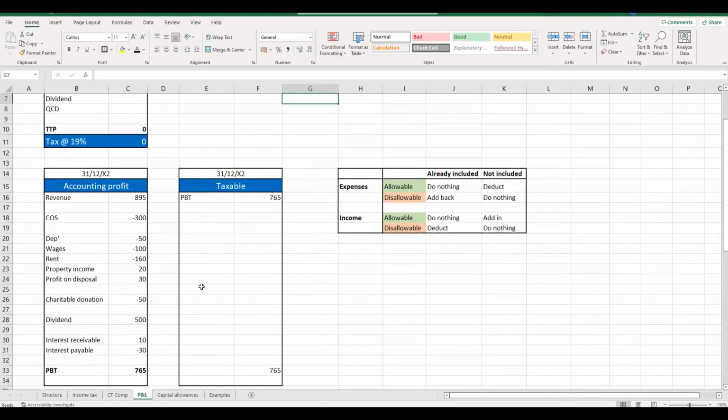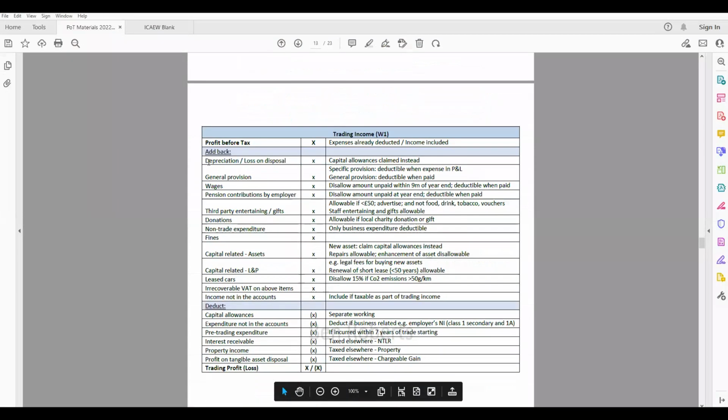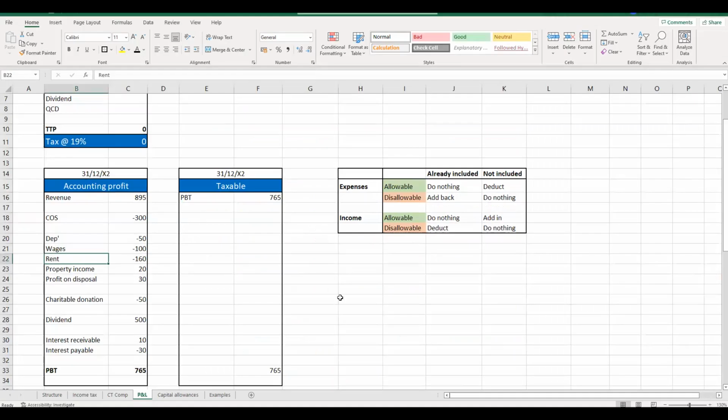I've put down various different costs there, but the first one, and you will probably see this in most exam questions, is depreciation. Like what we saw before, depreciation is always a disallowed cost. It's always added back, and the reason it's always added back is because depreciation is replaced by capital allowances.